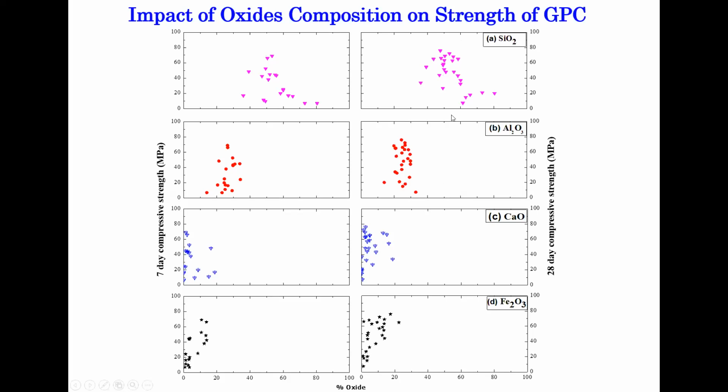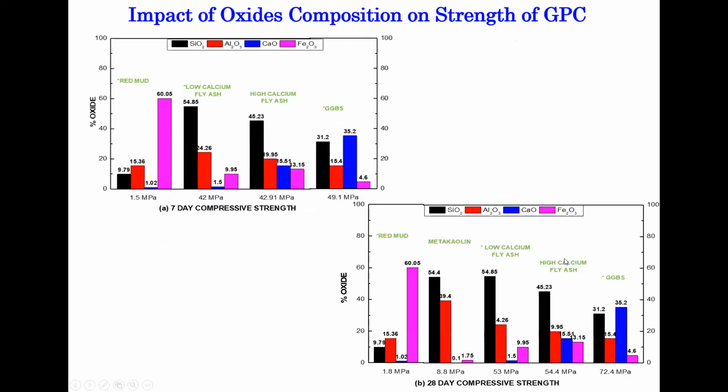So you can see the huge difference in terms of the seventh day compressive strength or 28th day compressive strength. And this is the comparison in terms of the bar chart. So one typical thing that we can observe is, suppose if you look at the red mud, it is rich in the iron content, but metakaolin is rich in others, poor in calcium.